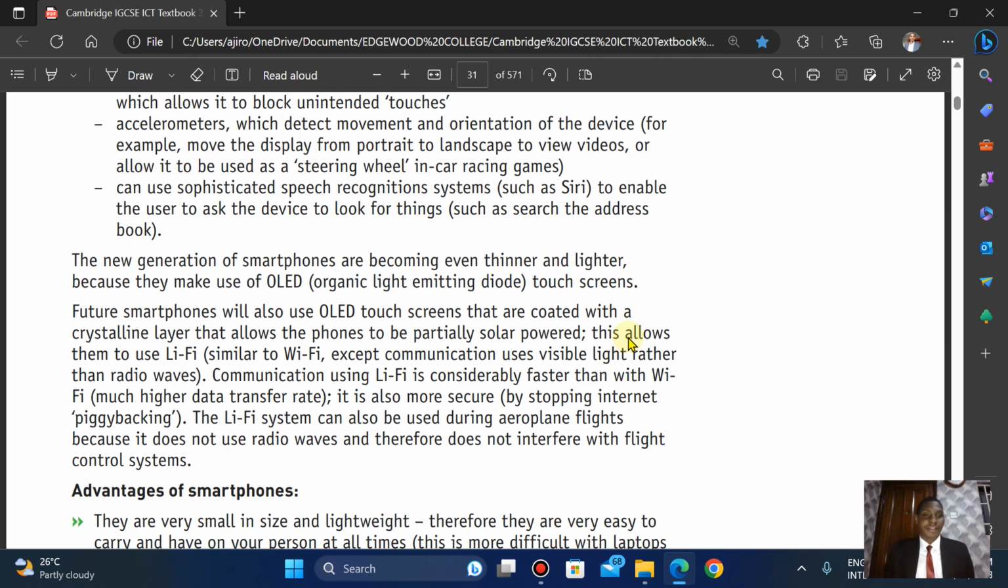Okay, so now the new generation of smartphones are becoming even tinier and lighter because they make use of what we call the OLED, that is organic light emitting diode, touchscreens. And future smartphones will use OLED touchscreens coated with crystal. We have seen this, right? This allows them to use what we call Li-Fi, which is similar to Wi-Fi, but it uses light rather than radio waves.